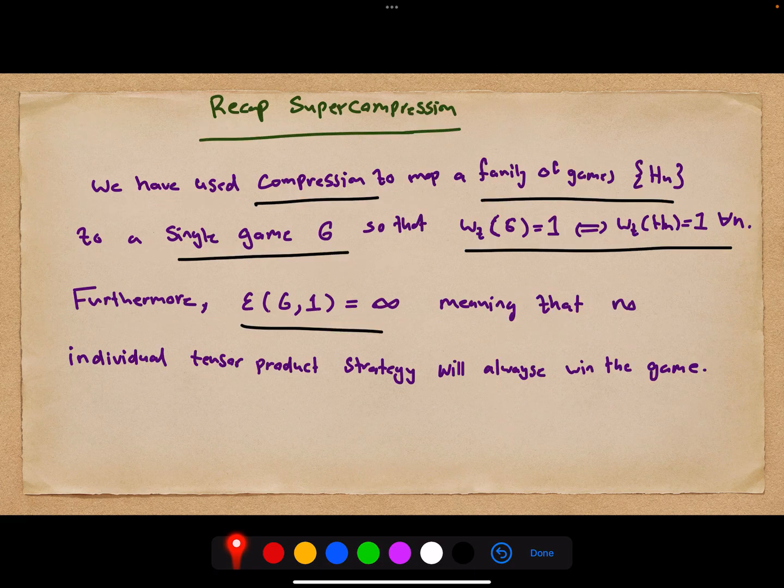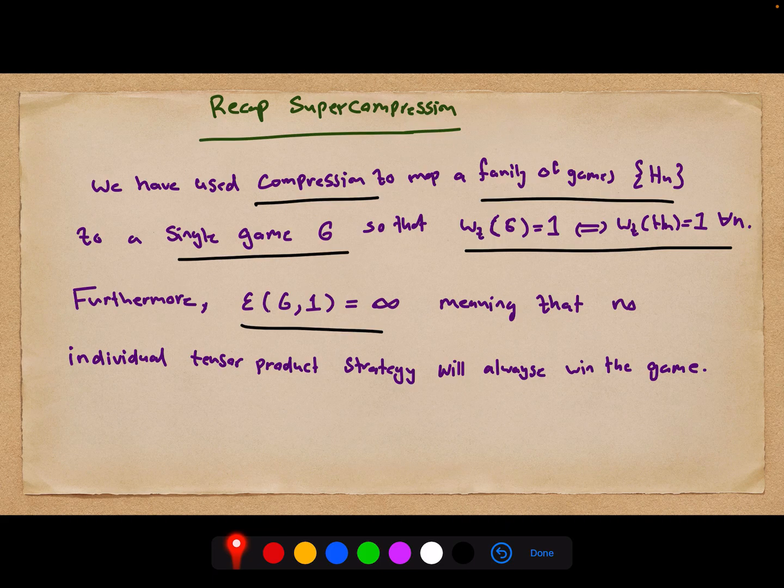Okay, so let's recap what we've done. We have used the compression theorem that we prove in this paper to map any uniform polynomial bounded family of games Hn to a single game G, so that that game has a quantum or commuting operator value 1 if and only if every single game in that original family had a value 1. This process we call supercompression. Furthermore, this game has the property that it has an infinite entanglement requirement to be won perfectly. Namely, no finite dimensional strategy wins the game perfectly.